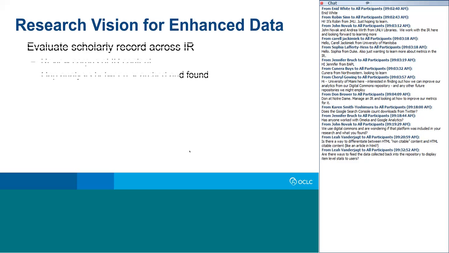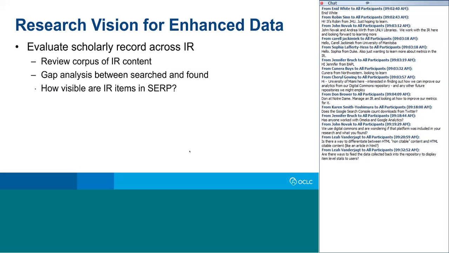Once we have enhanced the data, we can do things like this. We can start to evaluate the scholarly record across institutional repositories. We can review what it is that institutional repositories have. What's the content that most of them have? We can do a gap analysis between what is being searched and what is found. Jeff showed you on that spreadsheet sample that we are collecting both the citable content downloads and simply what was searched but not downloaded. So this allows us a gap analysis.